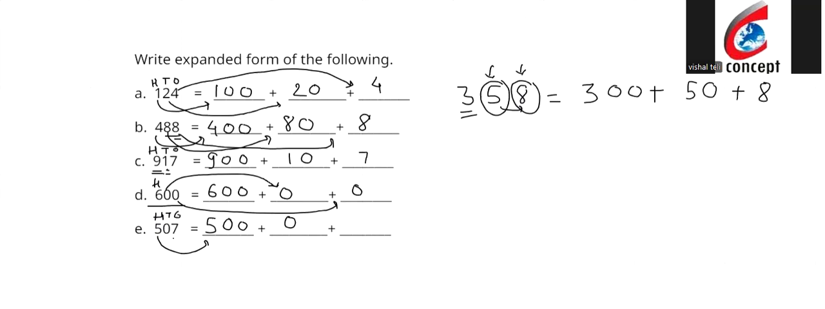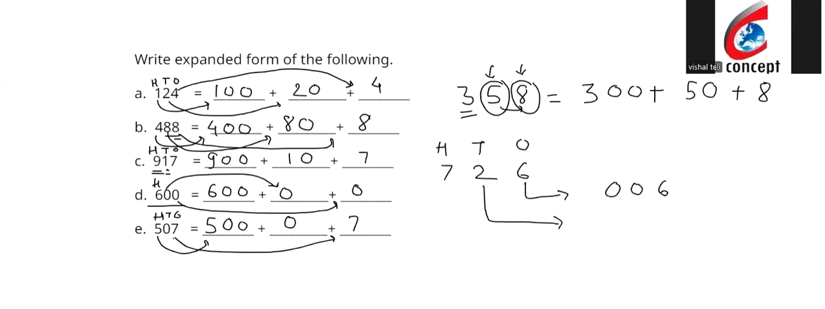Okay, let me take another example. It's 726. Let's understand this in detail. So write here ones, tens, and 100. How do you write 7? Look at here. First, let me help you with this one. The 6, we'll write it here like this. 2 is 20. And 7 is 700.